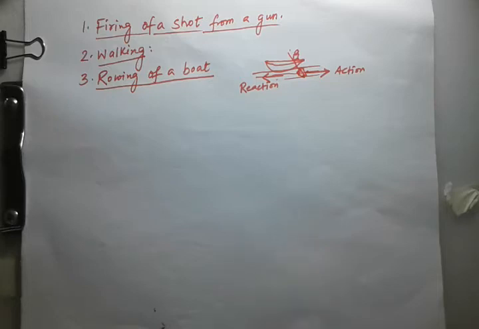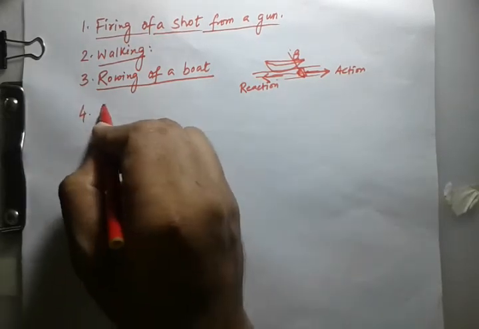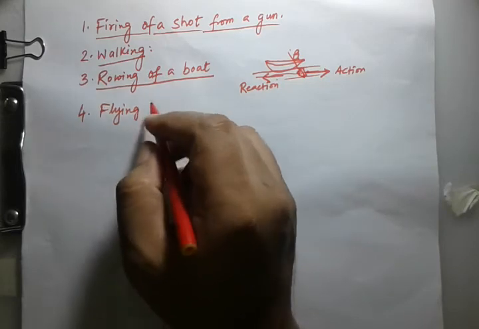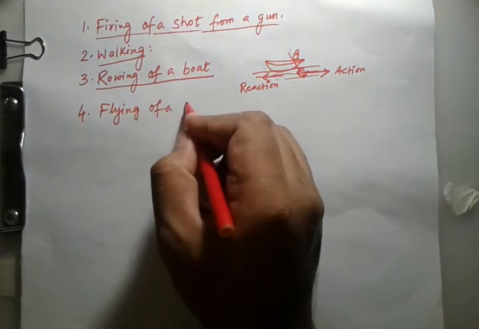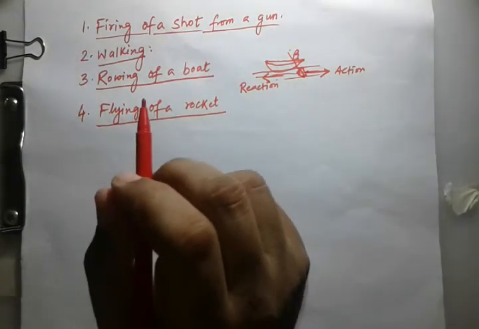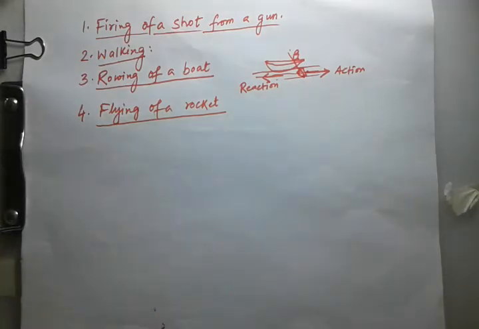Now the next one is the flying of a rocket. At the time of Diwali, you have all seen rockets, the firecrackers. So what is the action force? In the rocket, the fuel is burned to produce a large quantity of gases. The ejected gases come out through the opening with a great force.